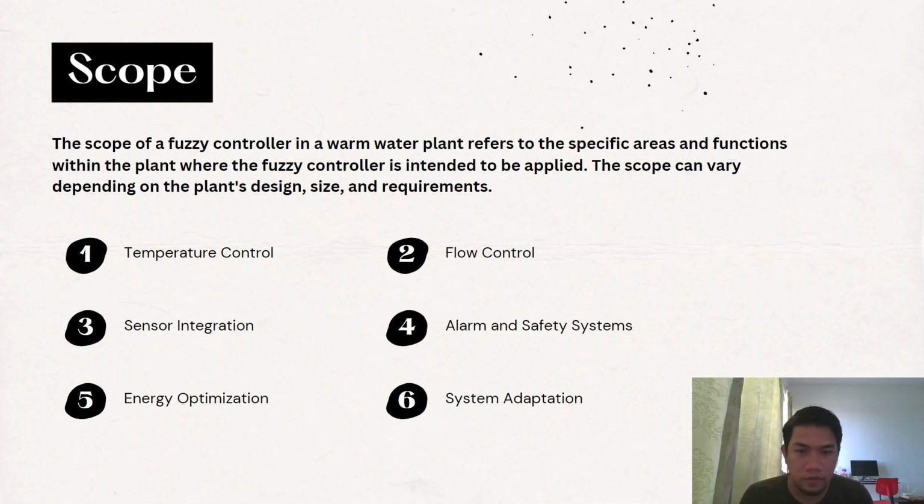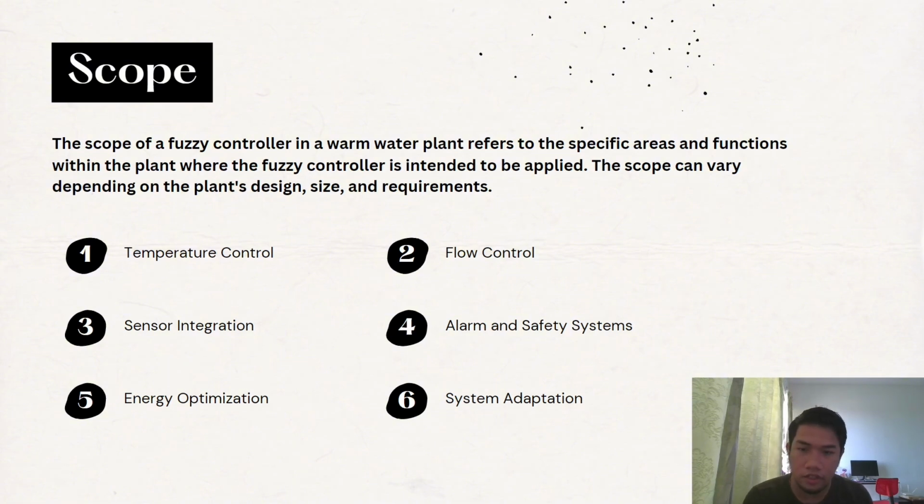Next, we have sensor integration. The fuzzy controller may integrate with various sensors throughout the plant to gather data about the water temperature, flow rates, pressure, or other relevant parameters. It uses this information as input to make control decisions.